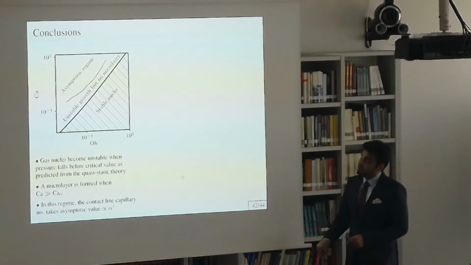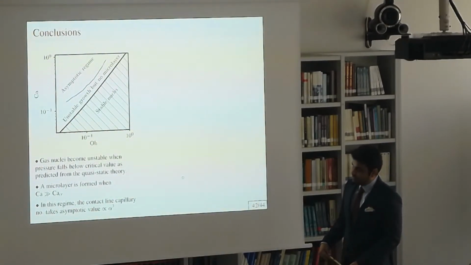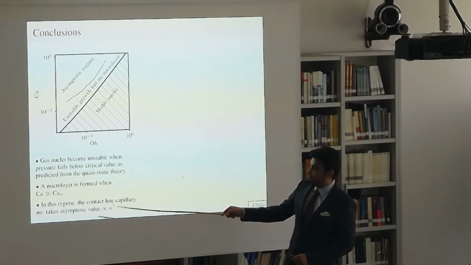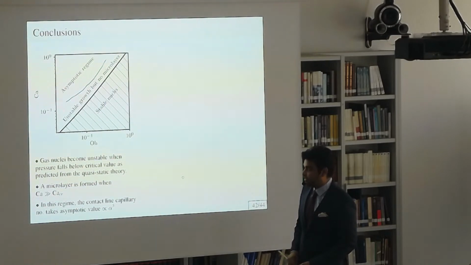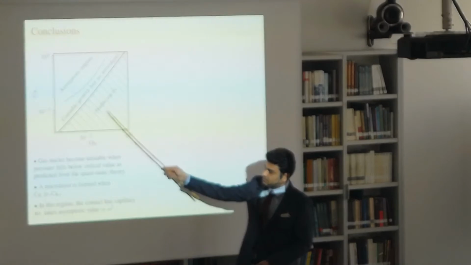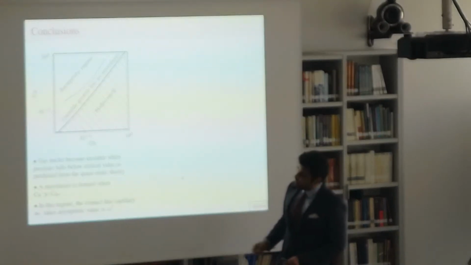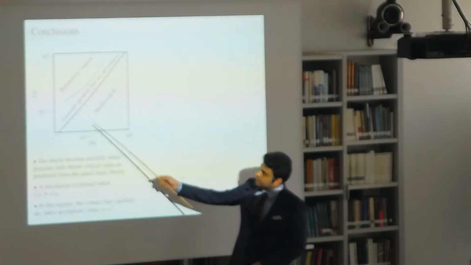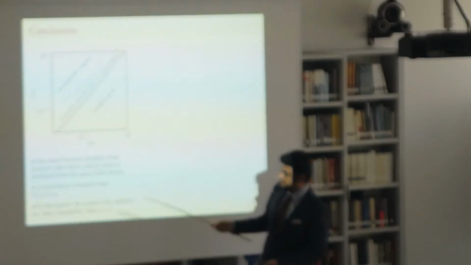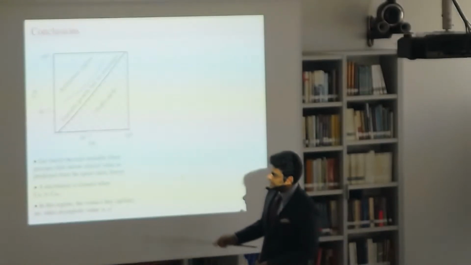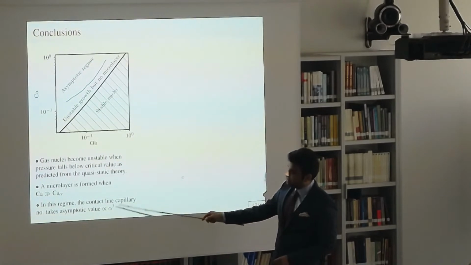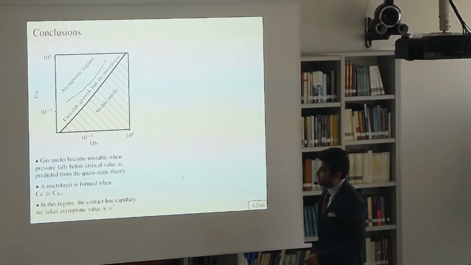Hence, I can start concluding my presentation. The gas nuclei become unstable when the pressure falls below the critical pressure value predicted by the quasi-static theory, which is this region. The microlayer is formed when the capillary numbers are much larger than the critical capillary numbers, and the contact line capillary number takes an asymptotic value in this regime, which varies with the cube of the contact angle.